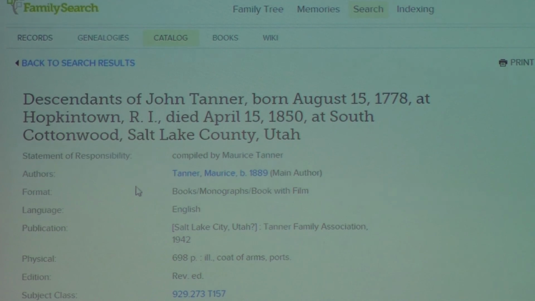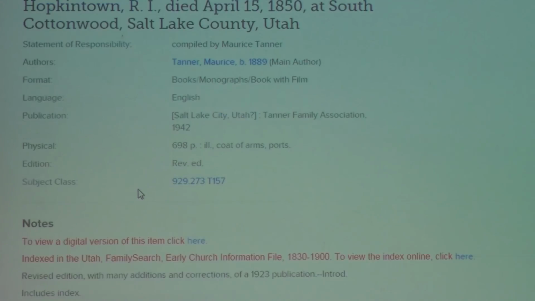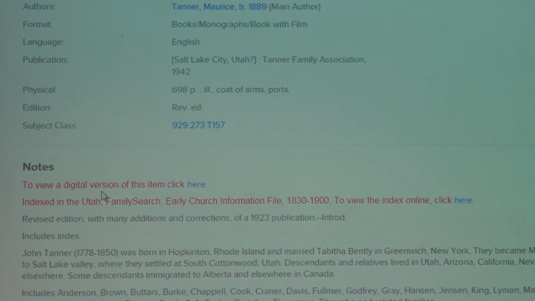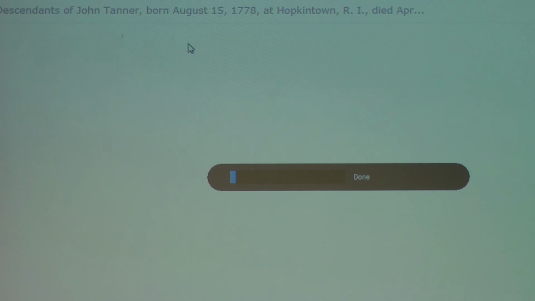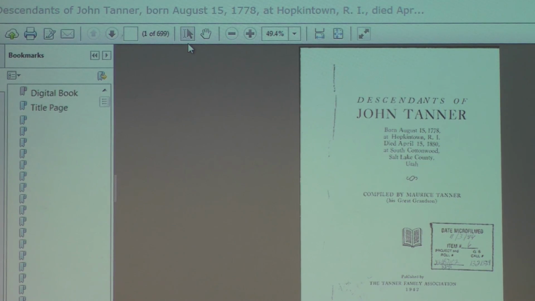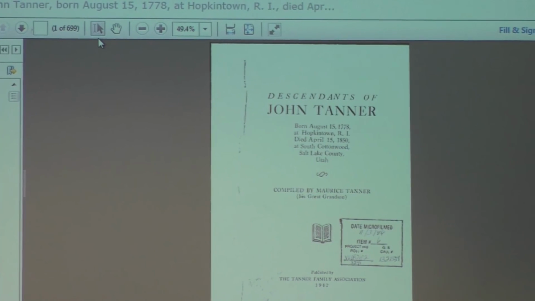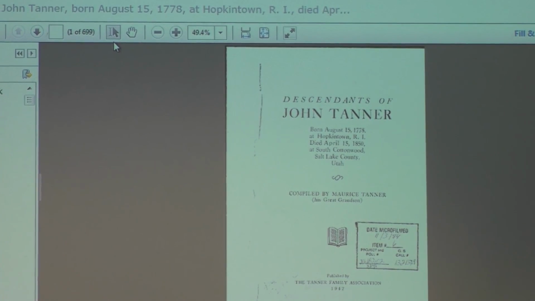So let's look at the FamilySearch copy. And if we go down on that, to view a digital version of this item, click here. And so there we are with a downloadable, completely searchable copy of that particular book that they just told us was under copyright and couldn't be copied. So there it is, published by the Tanner Family Association in 1942.